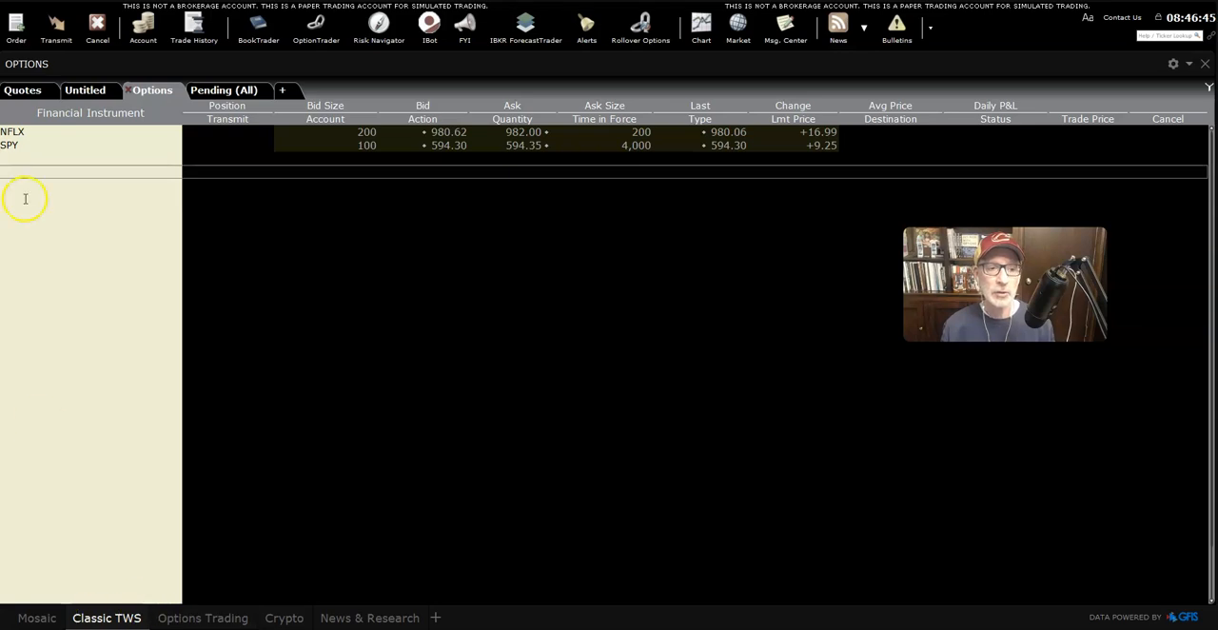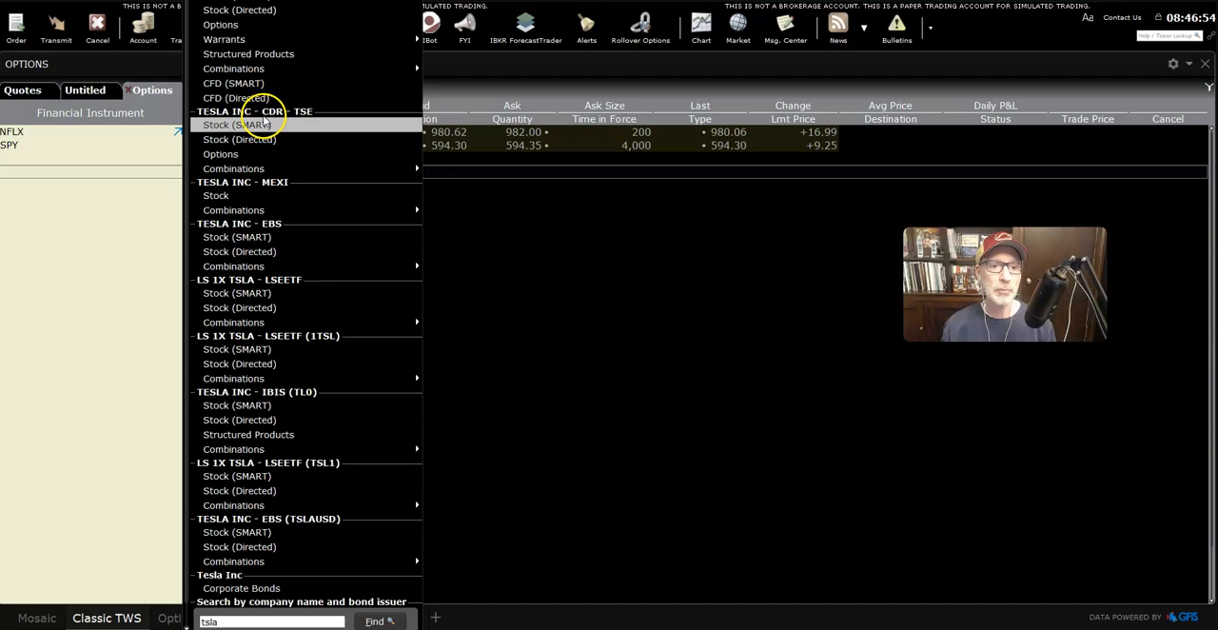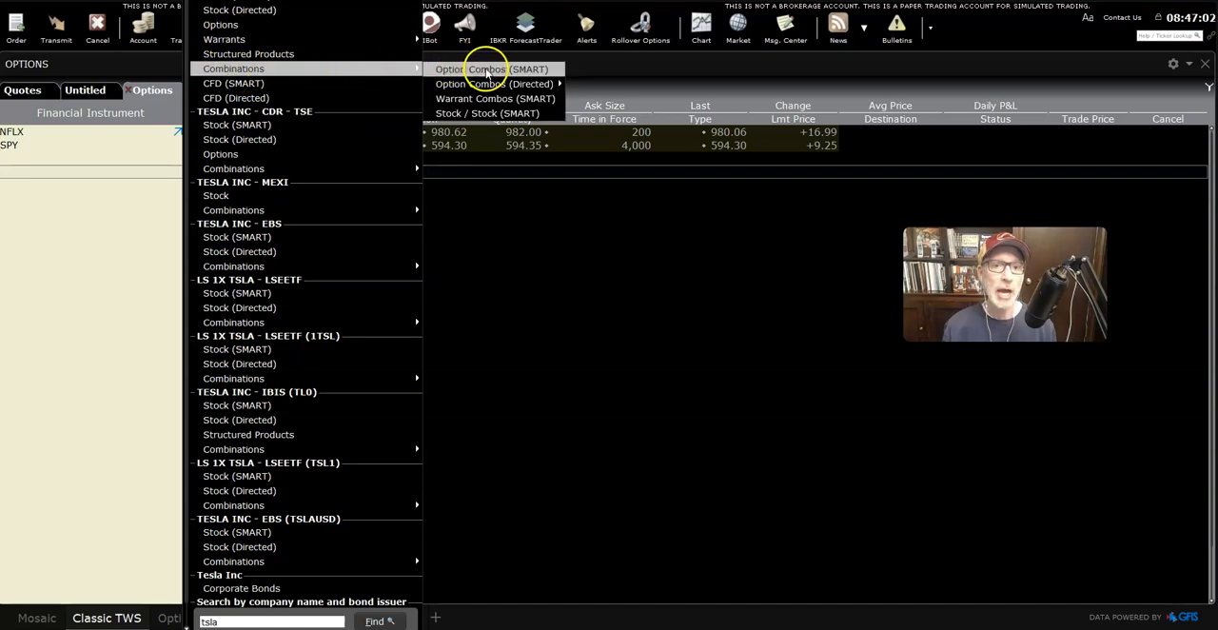In the quote platform here, you just click on an empty line, type in the symbol for Tesla, and click go, and it's going to bring up this big menu. To set up an option spread, this is how I do it. You scroll down to combinations, and you choose option combos smart. Smart is the smart exchange, meaning Interactive Brokers is going to send your order to the best exchange that has the best prices at that time. And it'll also give you quotes based on the best quotes at that time.